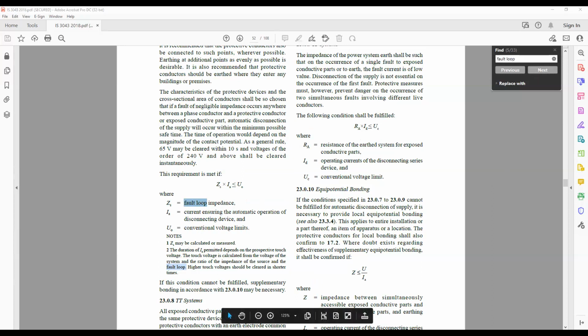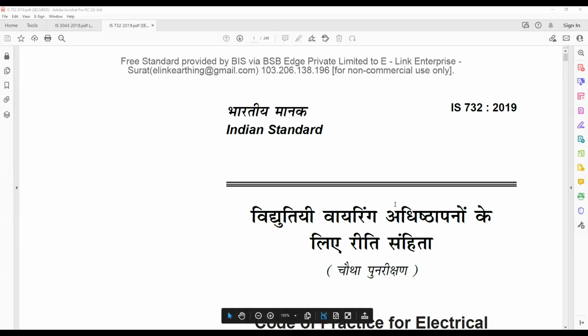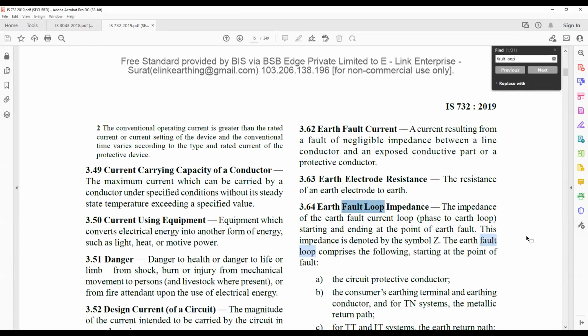Do you have IS 732? Yes, I am just opening it. 2019, yeah, 1 minute. Here you again check a fault loop. The same thing, you have shared the correct file. Fault loop, Control F. So 62 places it's mentioned. Whereas the earth electrode resistance, earth fault loop impedance, here this is the definition.